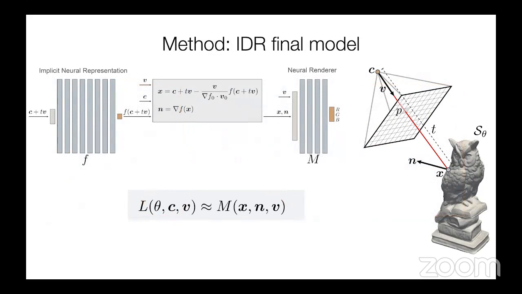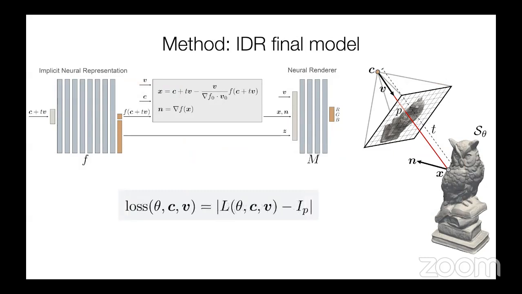To complete the IDR model, we introduce a global feature vector of the geometry to get our final radiance approximation, which is then compared to the ground truth pixel color to simultaneously train the model's parameters.